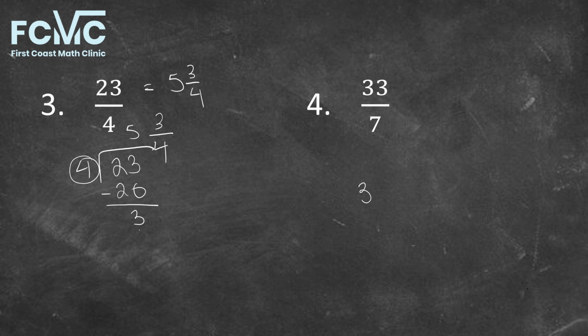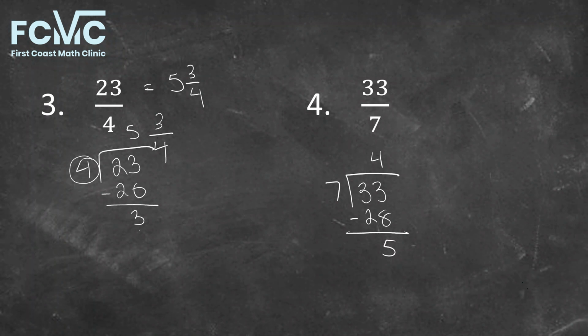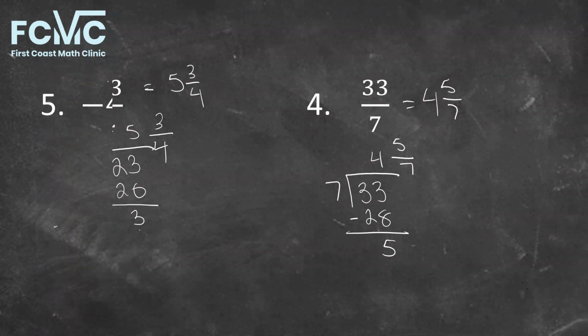So let's divide 33 by 7. 7 goes into 33 4 whole times. That's 28. And we subtract, we have 5 left over. So we're going to make a fraction out of the 5 and the 7. We're going to have 4 and 5/7. So our mixed number is 4 and 5/7.